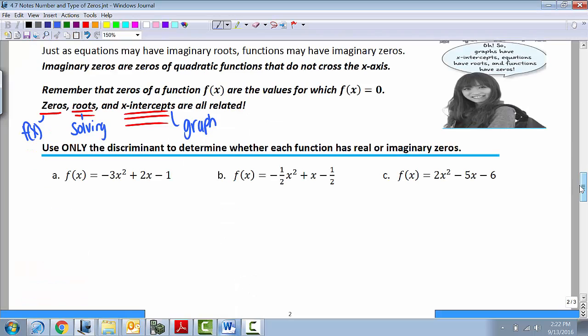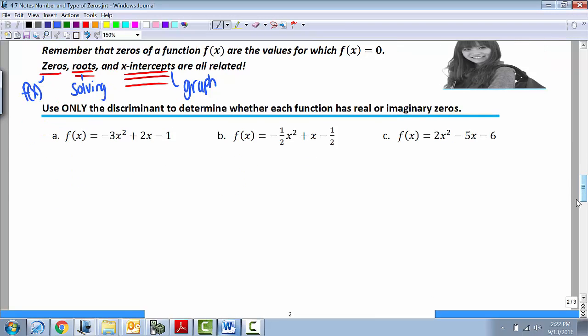All right. Before we get there, though, in standard form, this is what we're in right now. What is a in this function in standard form?